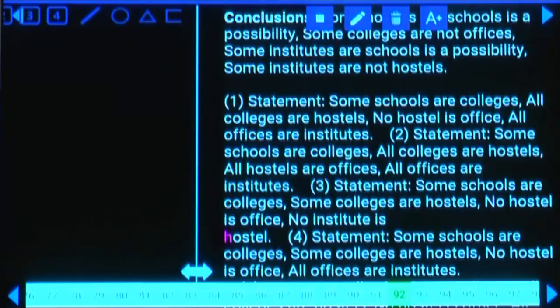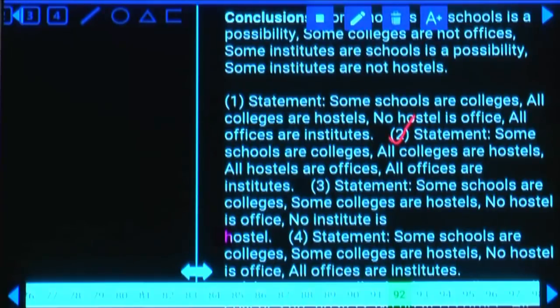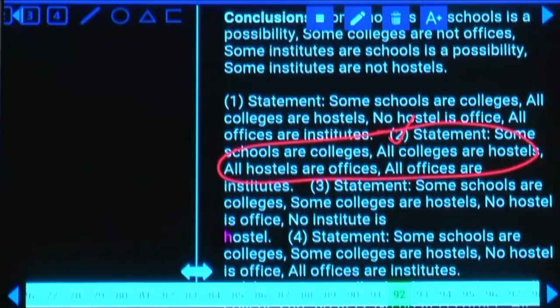And next one, some schools or colleges. Now choice 2 is the answer. Why is choice 2 the answer? Because there are two definite negative conclusions. Negative conclusions cannot be drawn from affirmative statements, and all the statements are affirmative, hence negative conclusions cannot be drawn, and choice 2 is your answer.